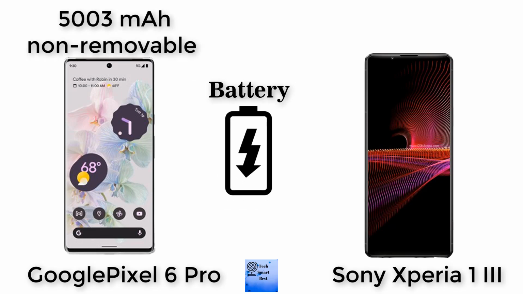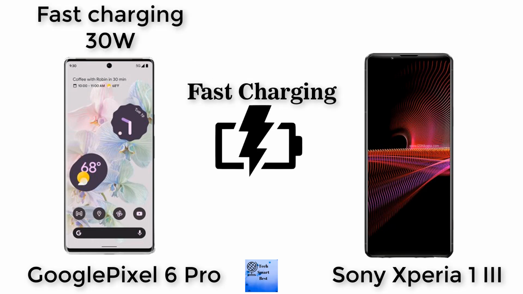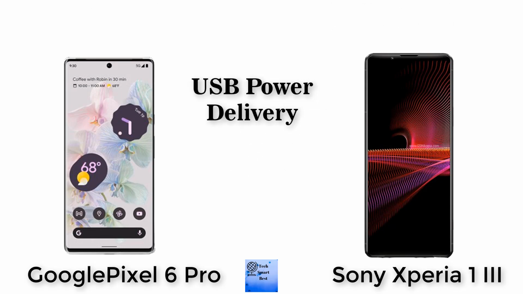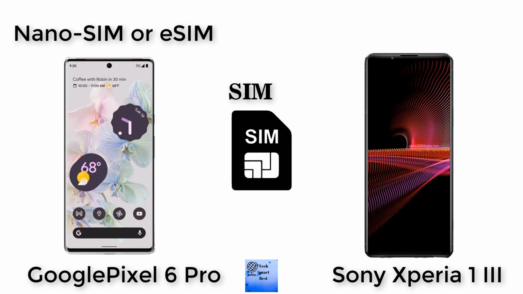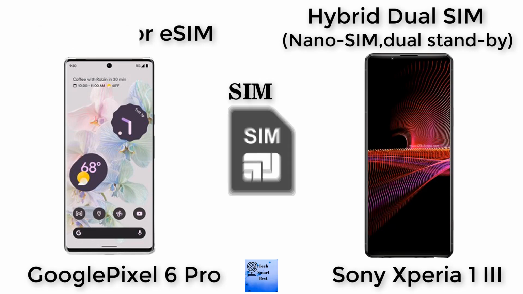The battery of the Google Pixel 6 Pro is 5003 mAh non-removable, and the battery of the Sony Xperia 1 Mark III is 4500 mAh non-removable. Fast charging 30W on the Google Pixel 6 Pro, and fast charging 30W on the Sony Xperia 1 Mark III. USB Power Delivery 3.0 on the Google Pixel 6 Pro, and USB Power Delivery 3.0 on the Sony Xperia 1 Mark III. The SIM of the Google Pixel 6 Pro is Nano SIM and eSIM, and the SIM of the Sony Xperia 1 Mark III is Hybrid Dual SIM, Nano SIM, dual standby.